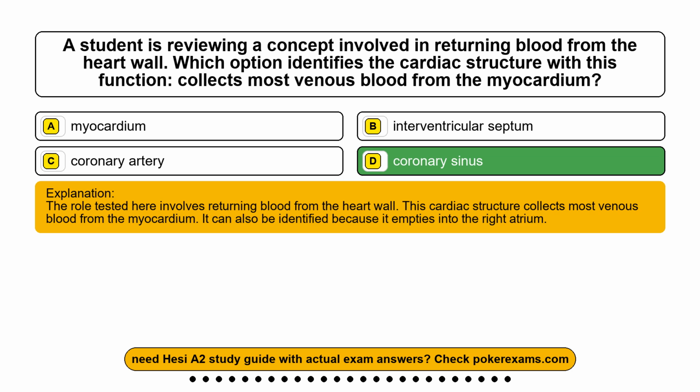The role tested here involves returning blood from the heart wall. This cardiac structure collects most venous blood from the myocardium. It can also be identified because it empties into the right atrium.